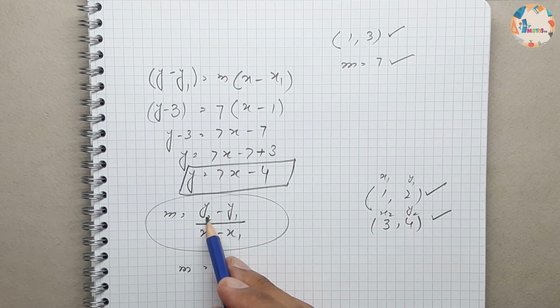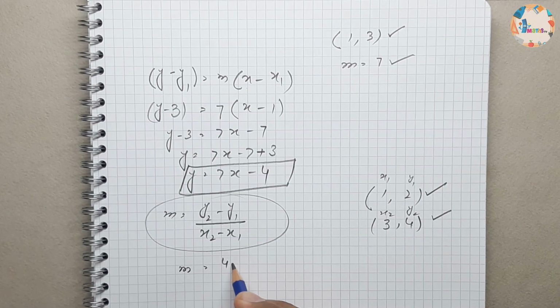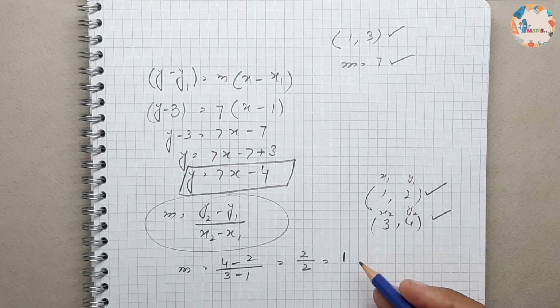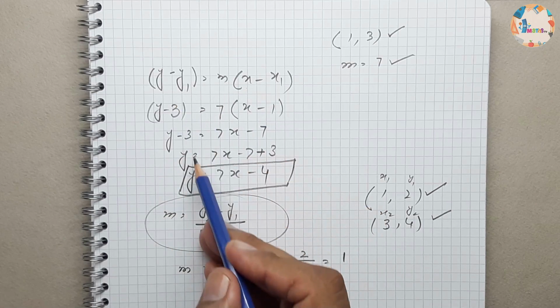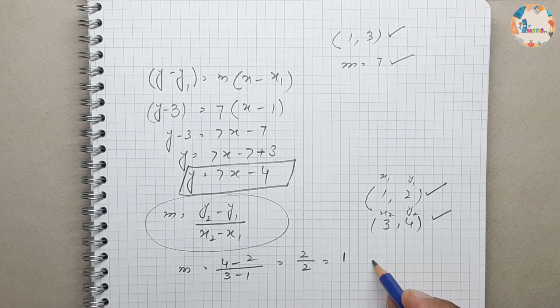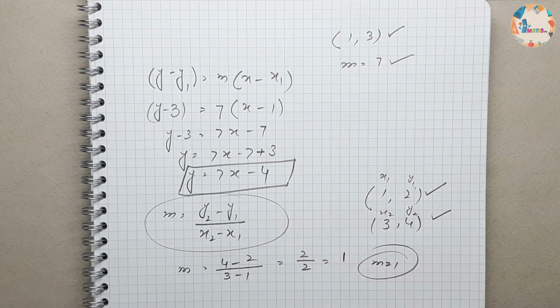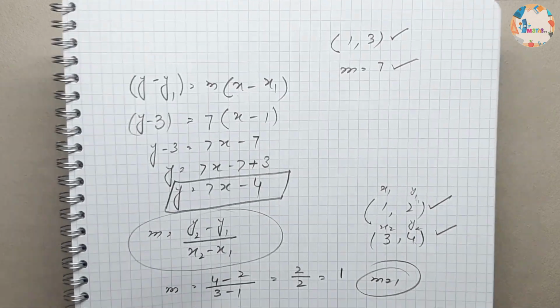So in this case y2 will be 4 minus y1, which is 2, over x2, which is 3, minus x1, which is 1. So this will be 2 over 2, which is equal to 1. So the m value will be 1. Now we can use this method. We have the slope, m is equal to 1. We can use this slope and any of these 2 points and use this route to write the equation, that will be easier.